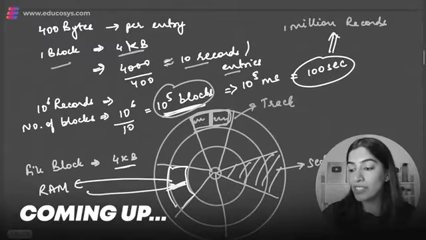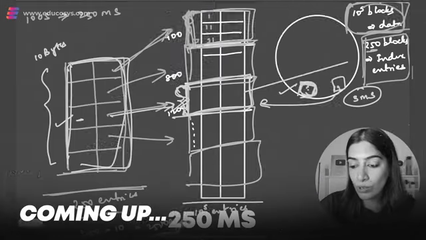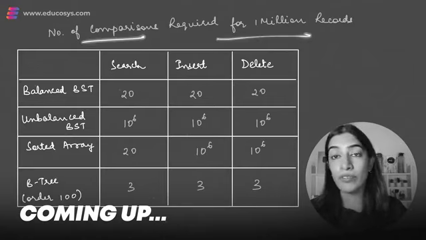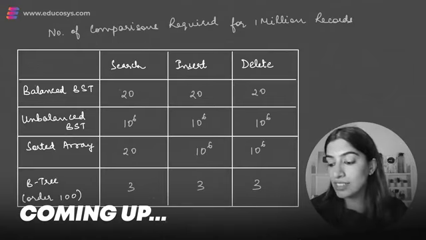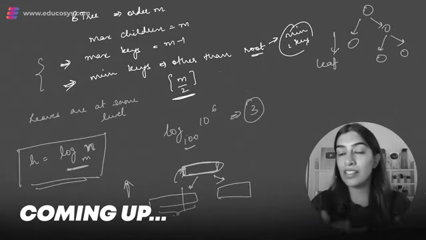We have optimized from 100 seconds to 250 milliseconds to 3 milliseconds. We have seen the number of comparisons that are required for 1 million records. So you can see this is the most efficient solution. There is a huge improvement as the number of entries grows, and that is what a BTree does.